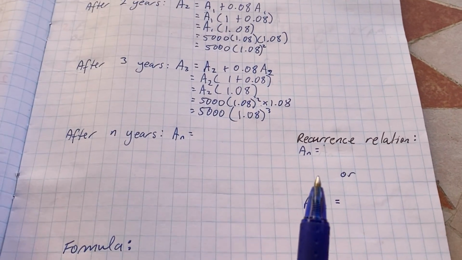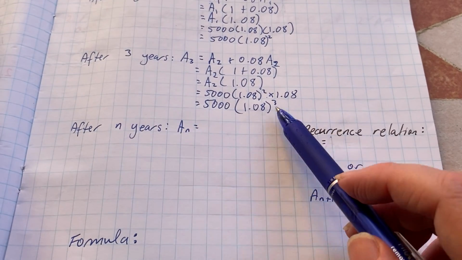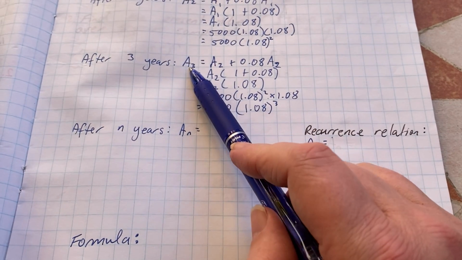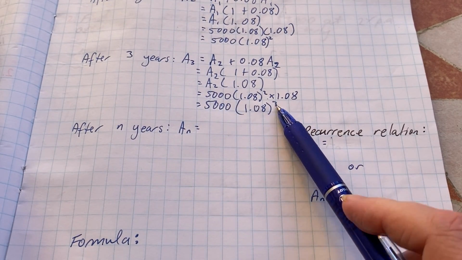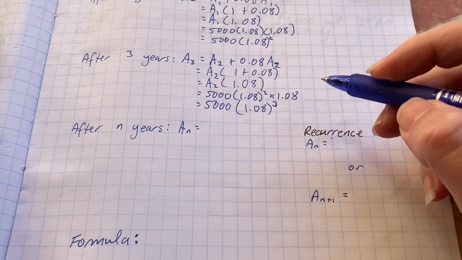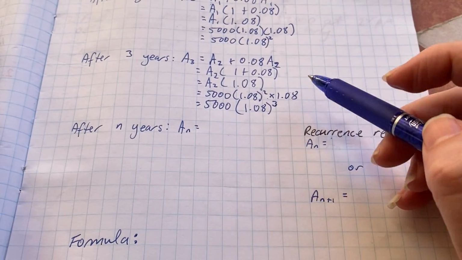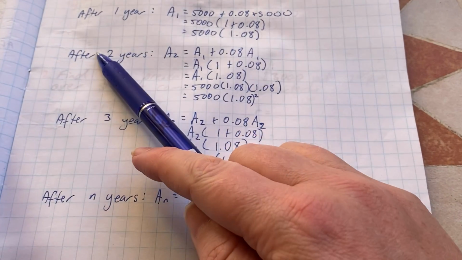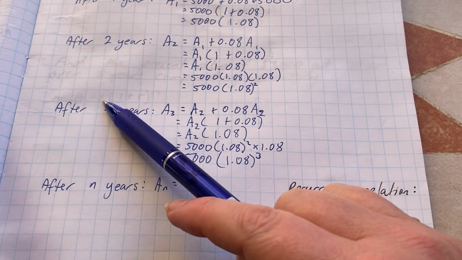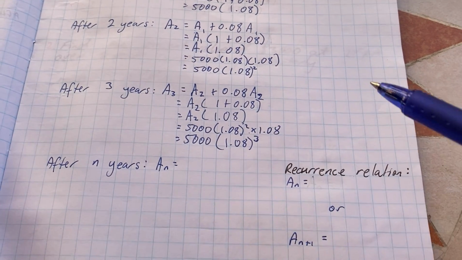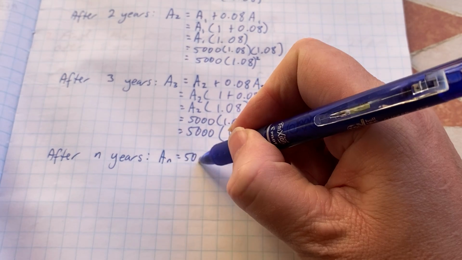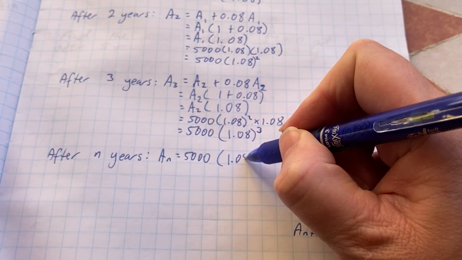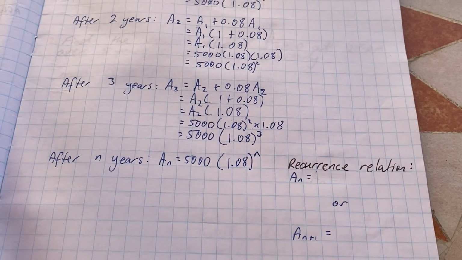So I can now say, what's that after n years? I can follow my pattern. When it was A3, that power was a 3. So this pattern is very obvious. When it was 2 years, the power was 2. 3 years, the power was 3. So when it's n years, I'm going to get 5,000 times 1.08 to the power of n.